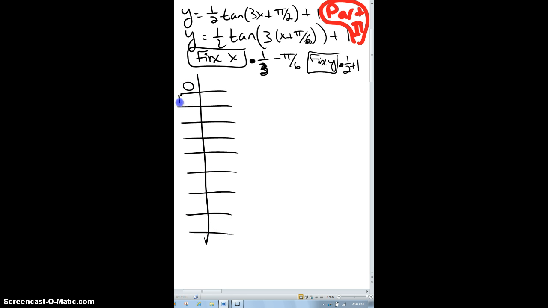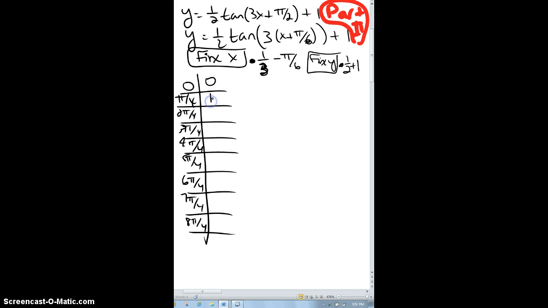So we have 0, and then we're going to do pi over 4, 2 pi over 4, 3 pi over 4, 4 pi over 4. And I'm not reducing this because this is just to help me, so I don't really care if it's in reduced form or not. But obviously, this is my pi, this is my 2 pi, and I could reduce them if I wanted to.